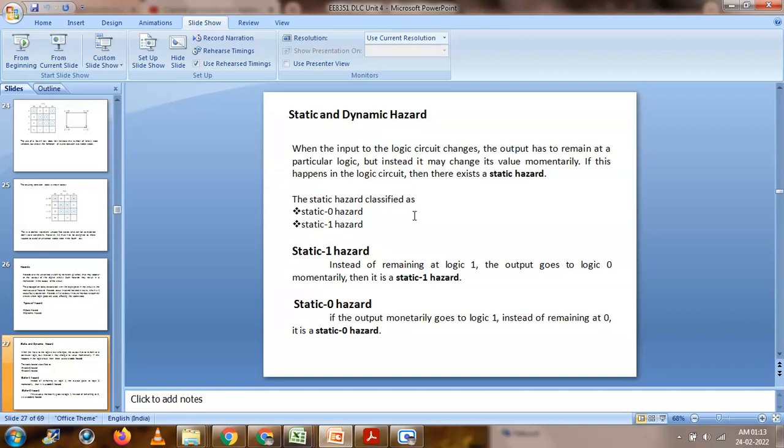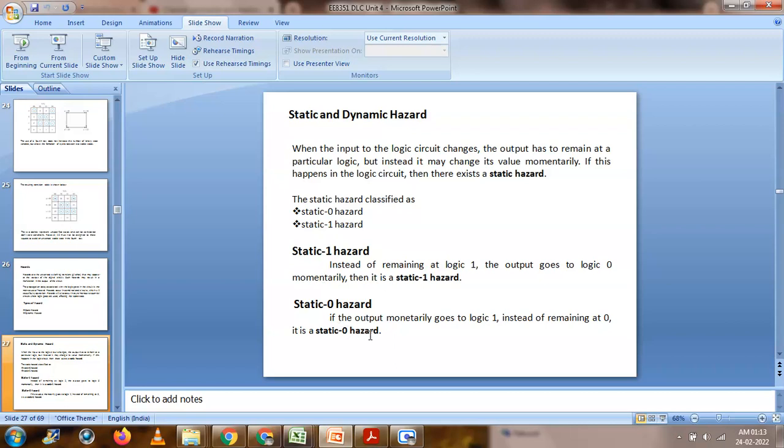Static hazards are classified again into static zero hazard and static one hazard. So what is a static one hazard? It should be in logic one, but the output goes to logic zero. Instead of remaining at logic one, the output goes to logic zero momentarily. Then it's called a static one hazard. So a static one hazard means the output should be maintained at logic one, but the output goes to logic zero momentarily.